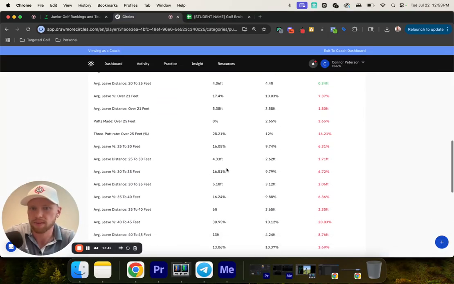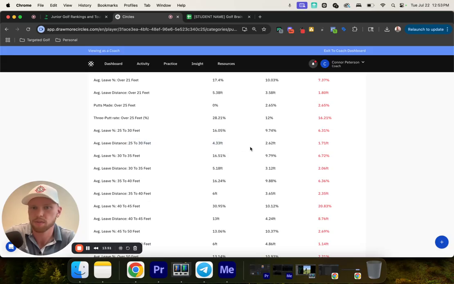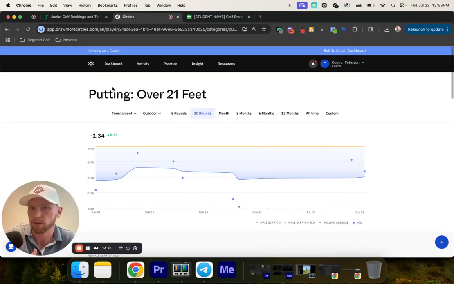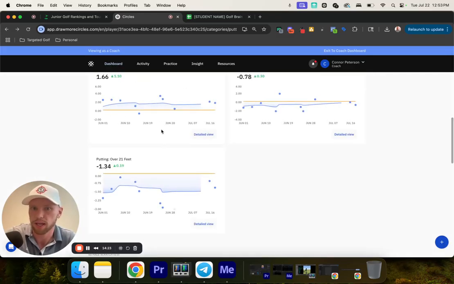So we want to look at the leave distance. And this doesn't surprise me at all. From 25 to 30 feet, we'd want to see that inside 10%. In this case, this player is about 16%. So I would want to see the second putt distance at about 2.5 or 2.2, somewhere in that range, which would indicate to me, hey, if I give you a 27-footer, we're going to be inside 3 feet. And that's really, really important because we're going to make a lot more 2.5-footers than we are going to make 4.5-footers, right? So for this player, we need to improve the lag putting. We need to make sure that we're improving that particular category.